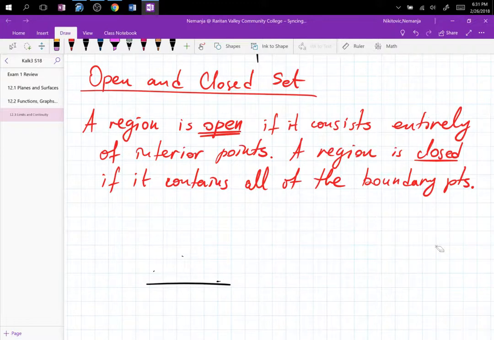All right. So these definitions, we'll look at them again.